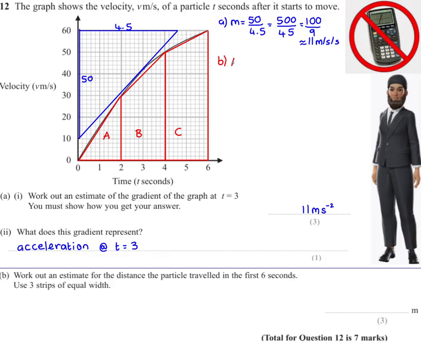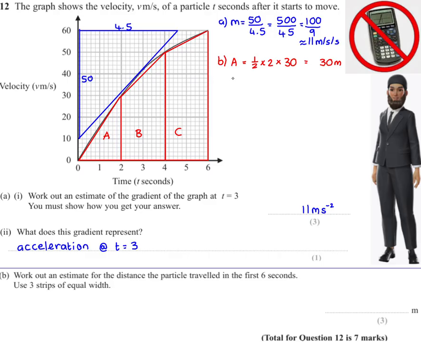So the distance that we travel for A is equal to a half multiplied by the base, which is 2, multiplied by the height, which is 30. Half times 2 is 1, so that works out to be 30 meters. I'll write that over there, 30 meters.